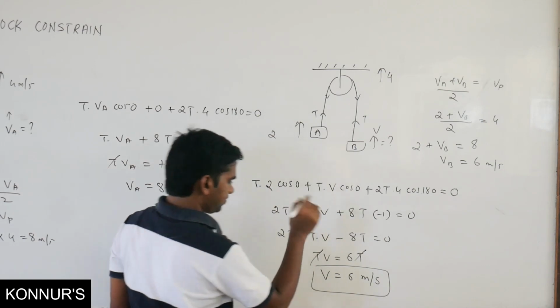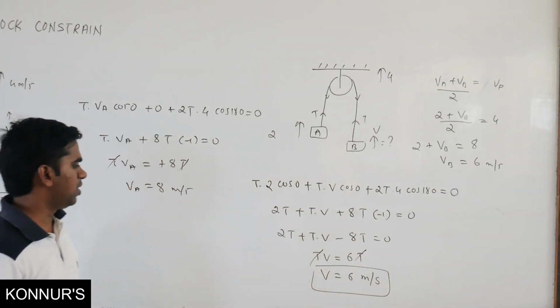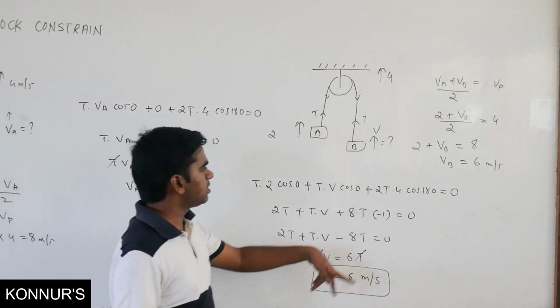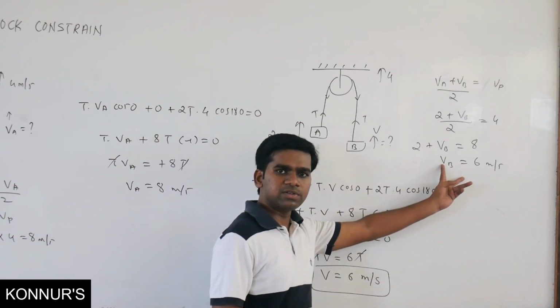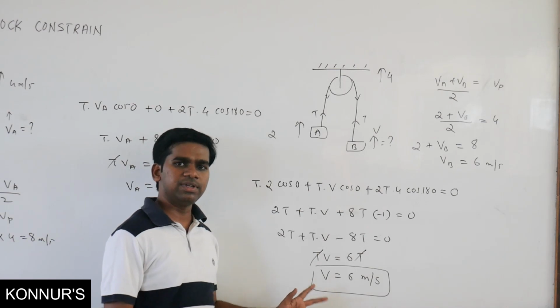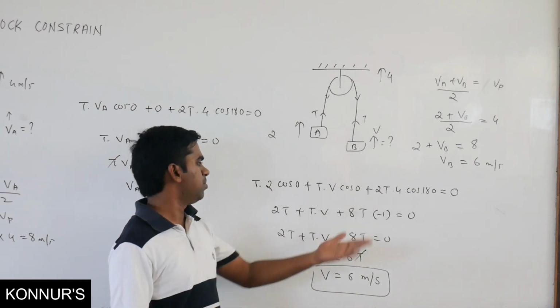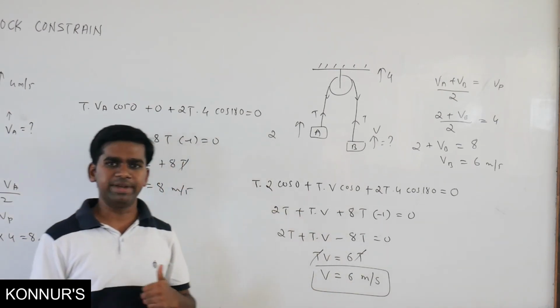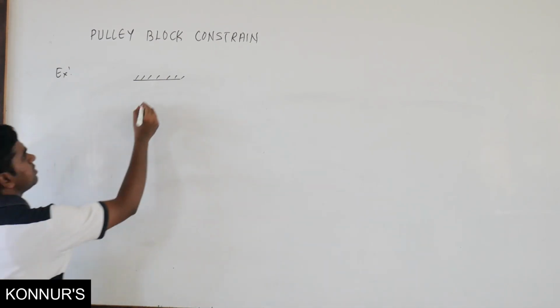This is how you can get the velocity. This is also 6 meter per second, calculated by pulley method. You can use any method, whichever you feel better. But in complicated problems, tension method is better. So we'll go with another example.